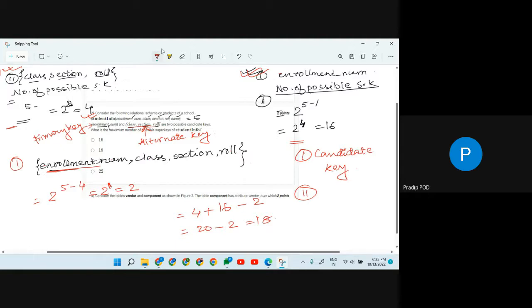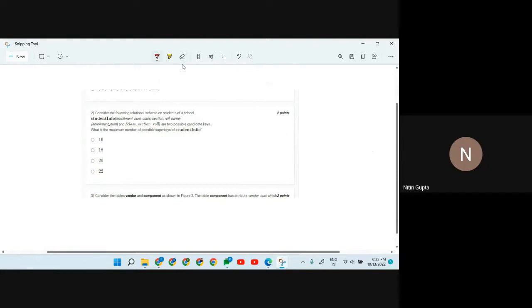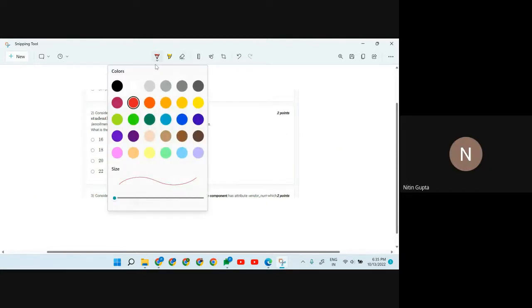Let me give an example of that one. I hope that will be clear. Basically, a super key is a combination of all the attributes along with the candidate key.